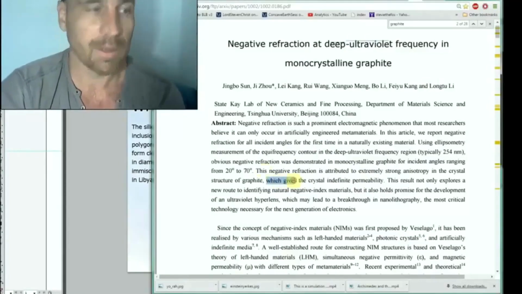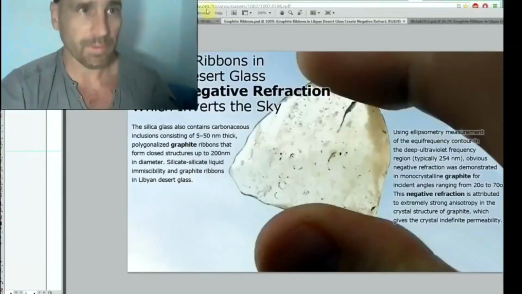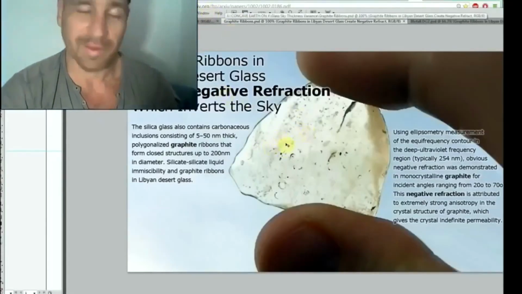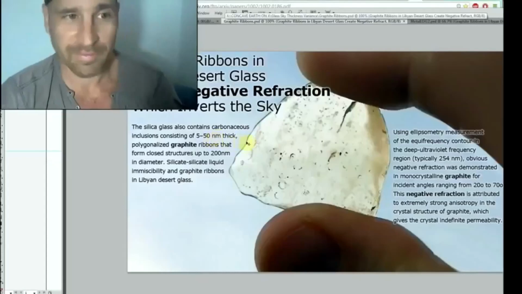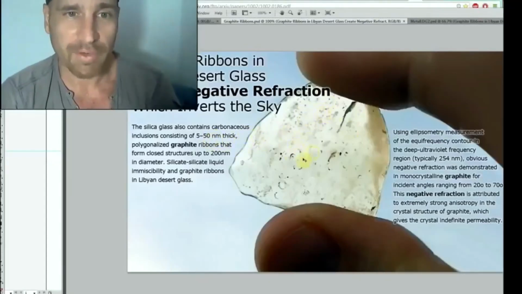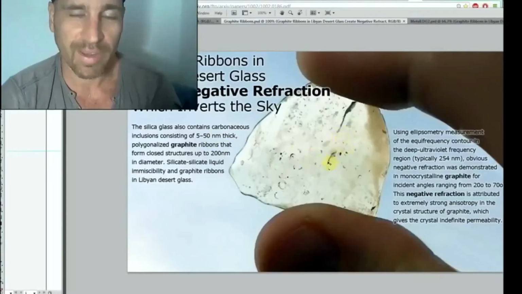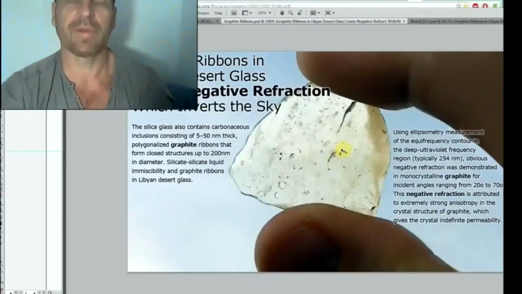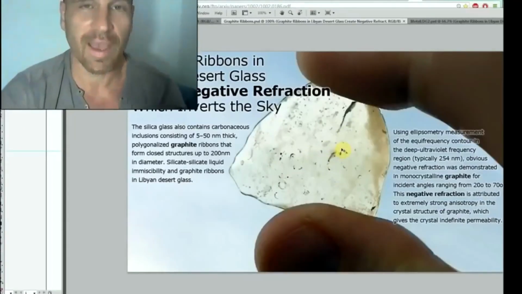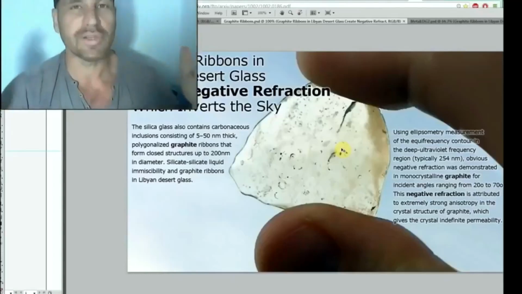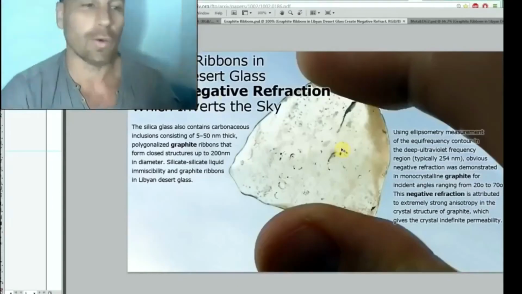permeability. So, you'll have this little graphic here where I explain what I just read to you, okay? There are little ribbons, microscopic graphite ribbons within the glass that are creating a negative refraction in the sky. So it's actually inverting the sky to give you the illusion that the sky is a dome.